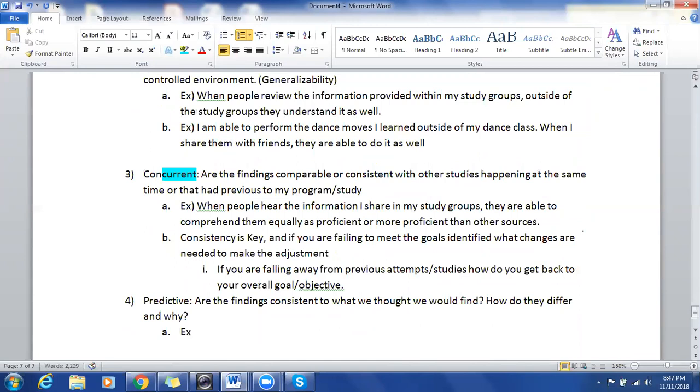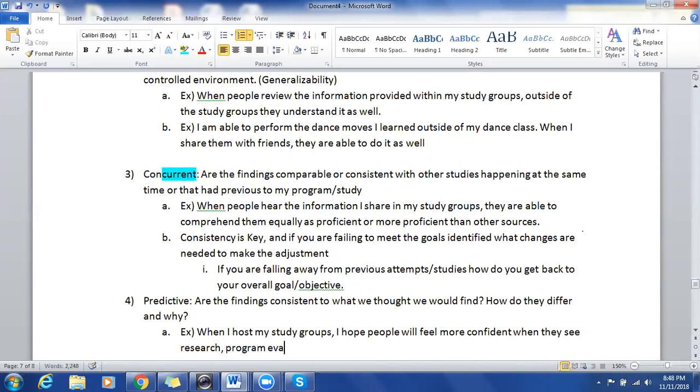So, example: when I host my study groups, I hope people will feel more confident when they see research, program eval, and program development techniques. Questions. Sorry, my mind literally just went blank.